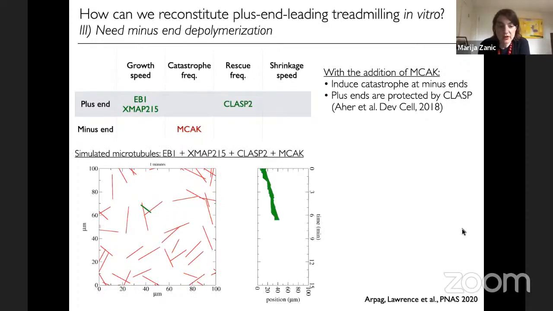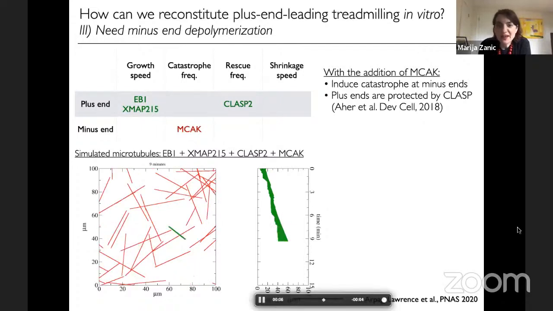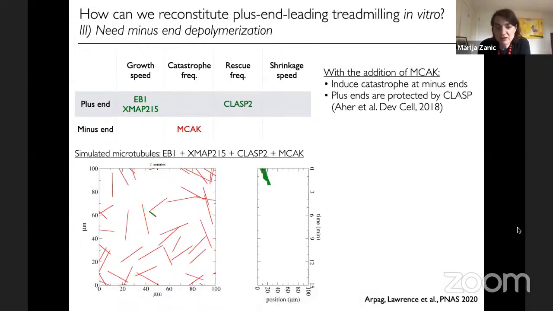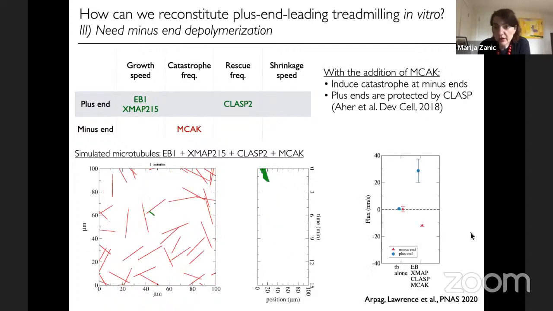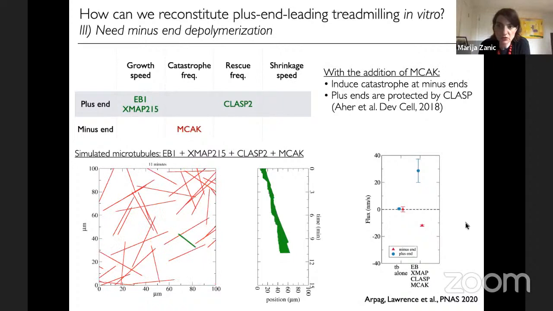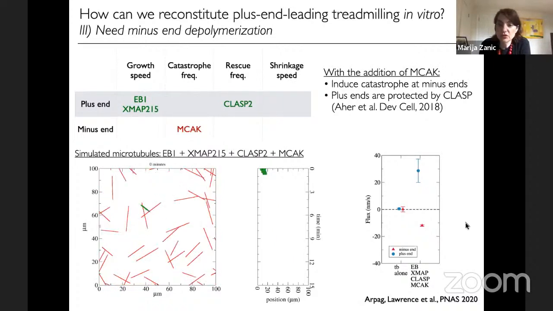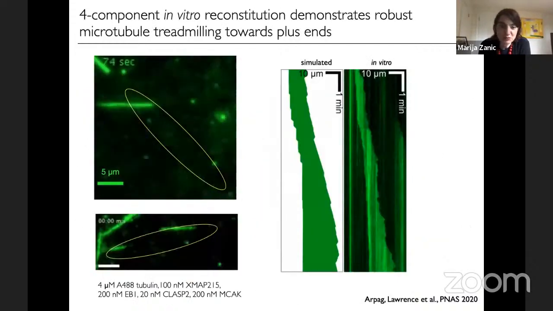And when we do that, we see now, and I hope that these movies are playing okay, we can see that we have now achieved tuning of dynamic instability in such a way that we have sustained fast plus end fluxes, as well as large negative minus end fluxes. So this is exactly what we were trying to achieve. And now that we have this computational prediction, we can go ahead and do the experiments because fortunately we have all of these proteins expressed and purified. And you can see in these examples that when we add these four components into our in vitro assay, we see robust microtubule treadmilling. And here's just an example of a simulated kymograph and in vitro reconstitution kymograph.